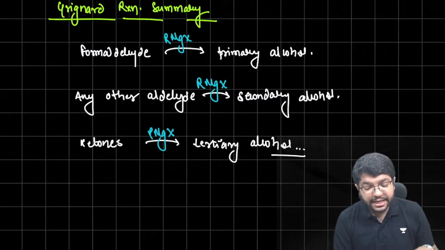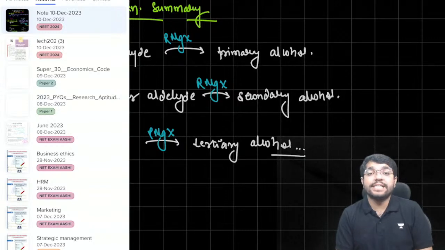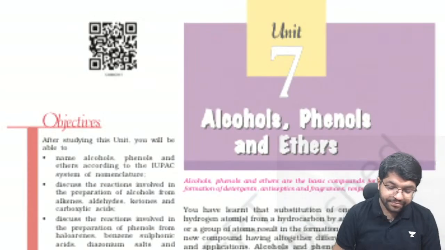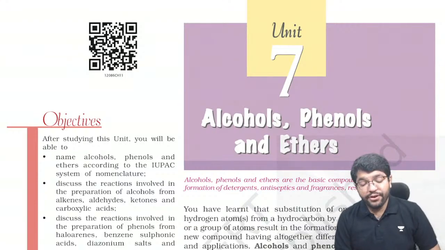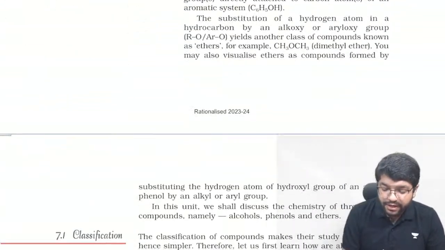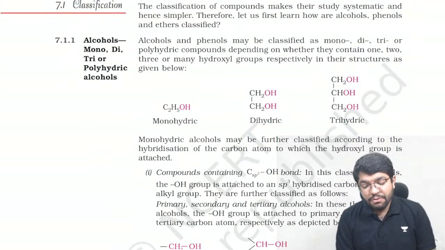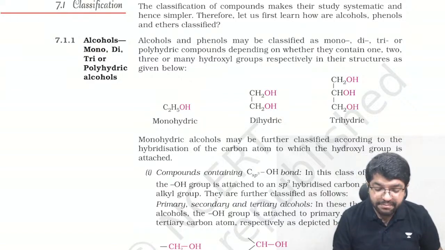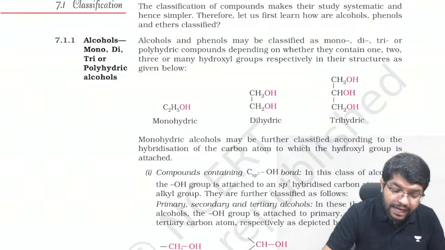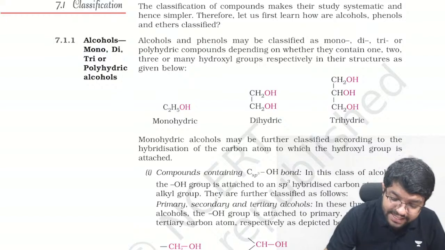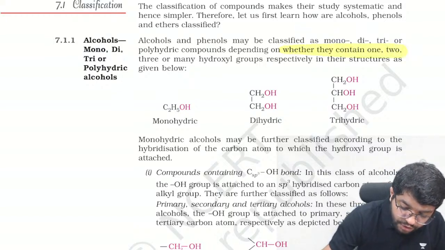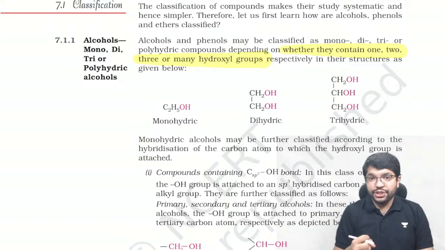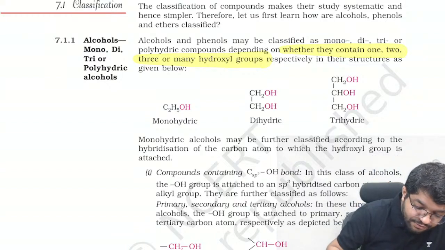Quickly, let us go back to the NCERT. May I request all of you to have your NCERTs handy, because that will add a lot of value to your preparation. The chapter's name is Alcohol, Phenol and Ether. We are at the classification: mono, di and trihydric. It depends on the number of OH groups present, so they are classified by whether they contain one, two, three, or many hydroxyl groups. Hydroxyl is the nomenclature for OH.